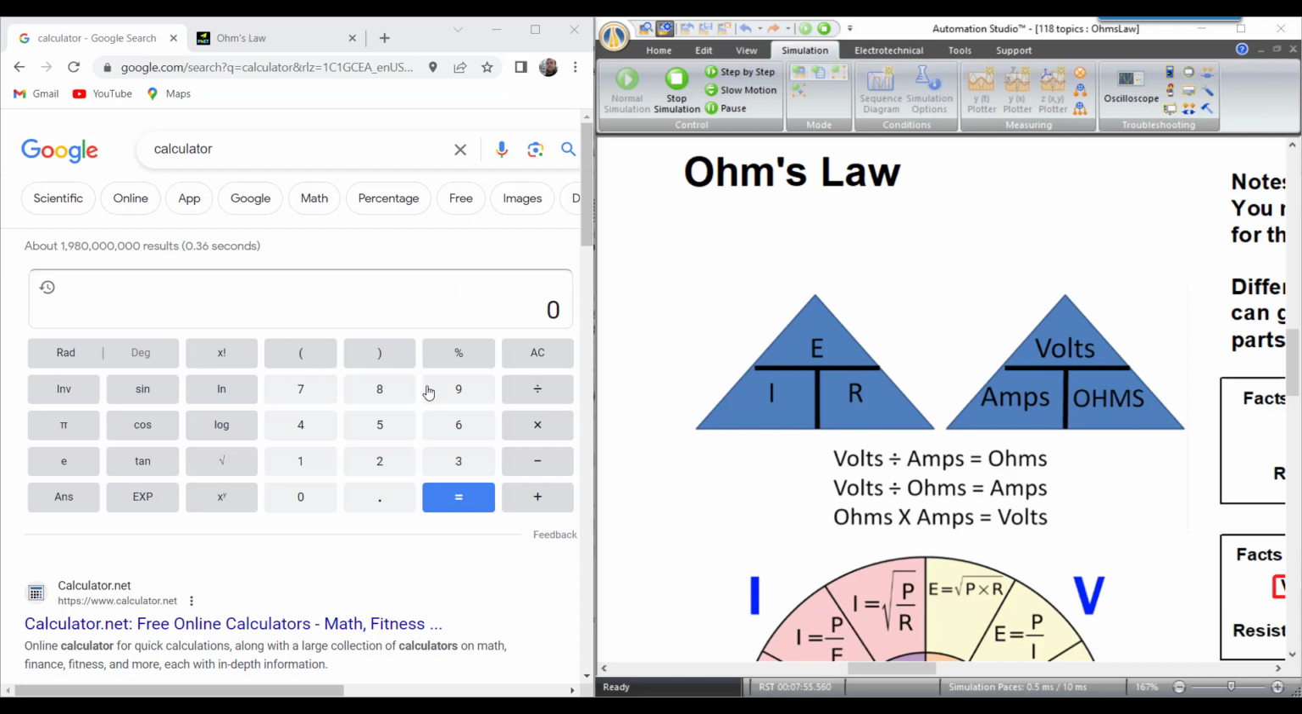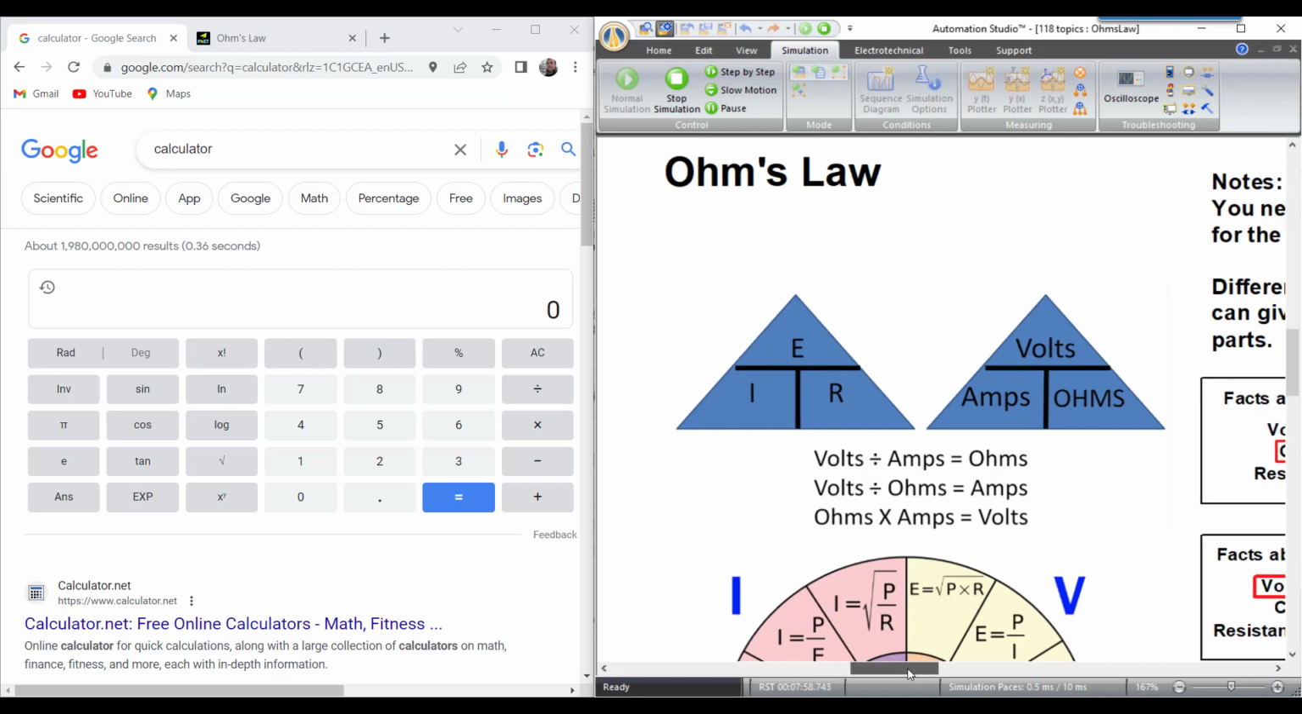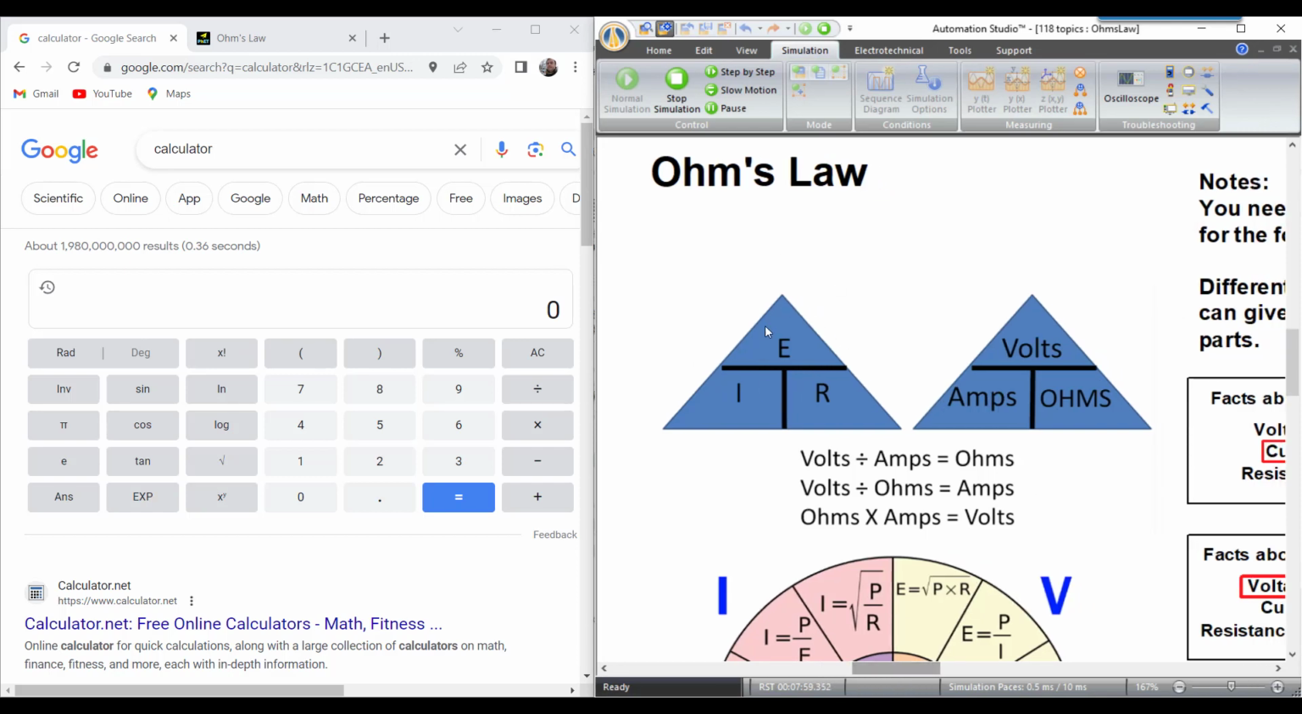So as you can see, I have a calculator up. I just found one on Google, and then over here I have a sheet talking about Ohm's Law. So let's go through it. What is Ohm's Law? Ohm's Law is a formula that we can use to find parts of our circuit that we need to find, okay? If you ever Google Ohm's Law, you're going to see triangles: I, E, R. I stands for amps, E for energy, volts, R for resistance, ohms.